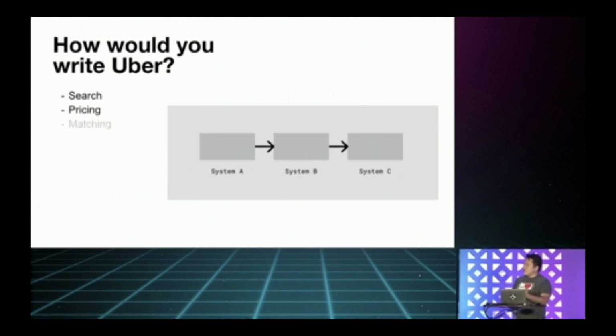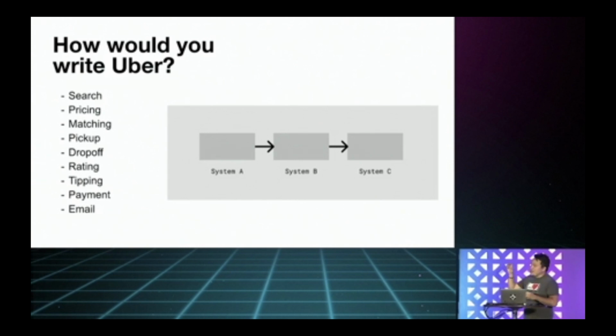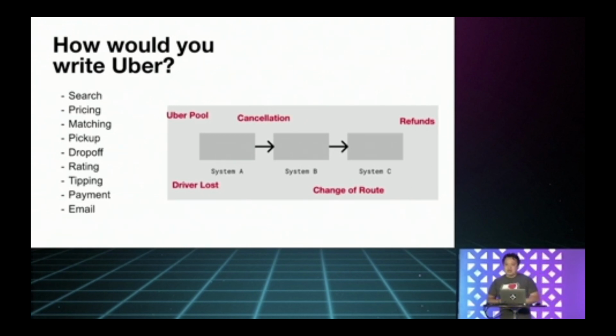But you can also do the same for Uber, right? Like you can break it down into search, pricing, matching, pickup, drop-off, rating, tipping, payment, and email. And imagine that each of these are individual teams. And then imagine the complexity that comes along with all the things that can happen along the way in a regular trip.